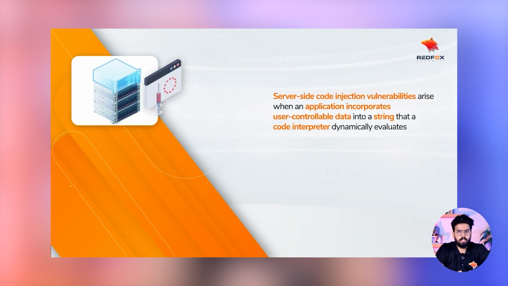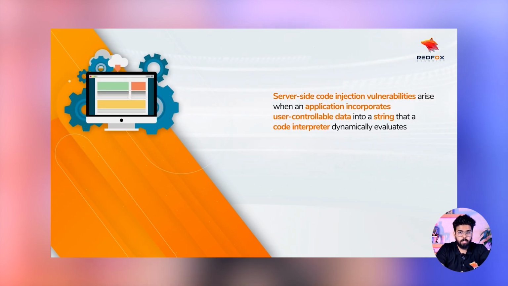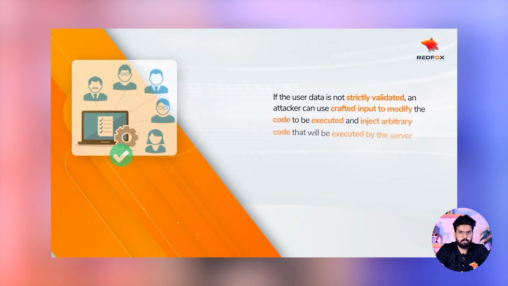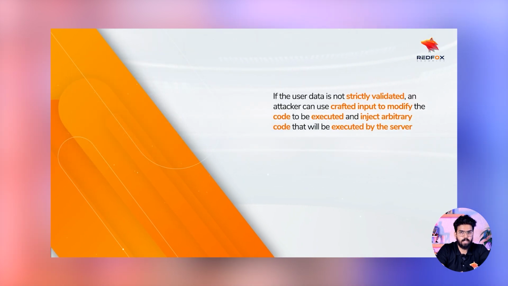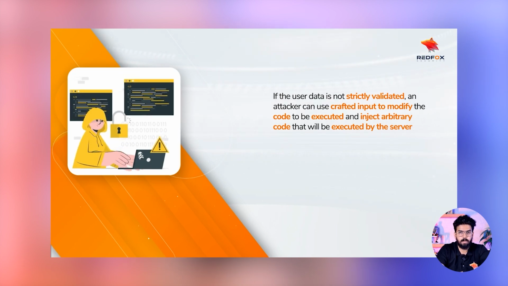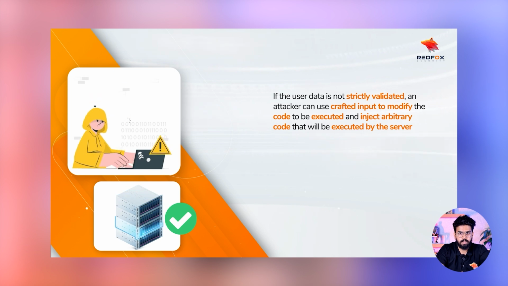Server-side code injection vulnerabilities arise when an application incorporates user-controllable data into a string that a code interpreter dynamically evaluates. If the user data is not strictly validated, an attacker can use crafted input to modify the code to be executed and inject arbitrary code that will be executed by that server.